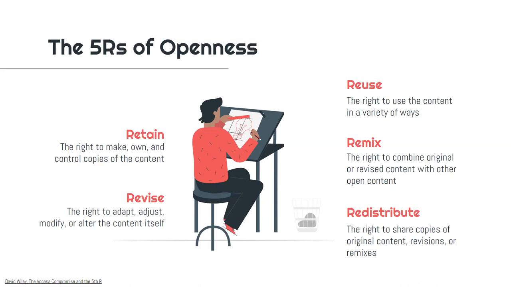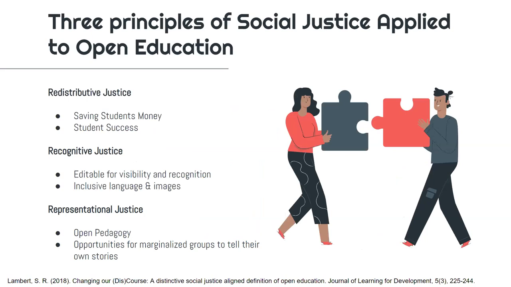Now that we've gone over that, I want to discuss the connection between social justice and open education. This is information from the work of Sarah Lambert, who wrote the article Changing Our Discourse, A Distinctive Social Justice Aligned Definition of Open Education, and I have that citation down at the bottom. Lambert proposed that there are three principles of social justice as it applies to open education: redistributive justice, recognitive justice, and representational justice.